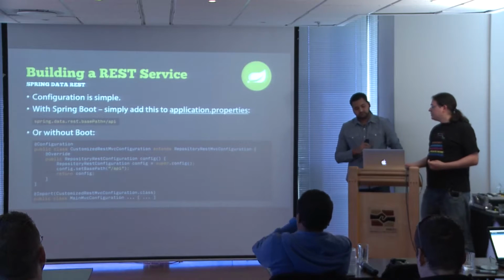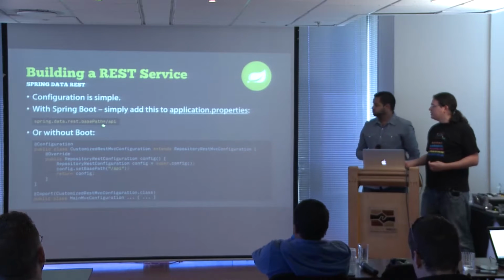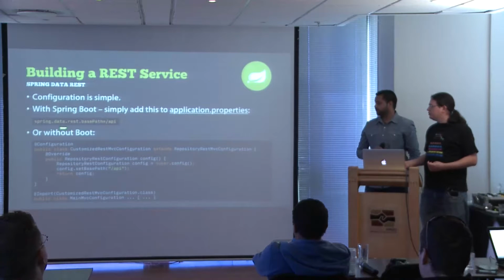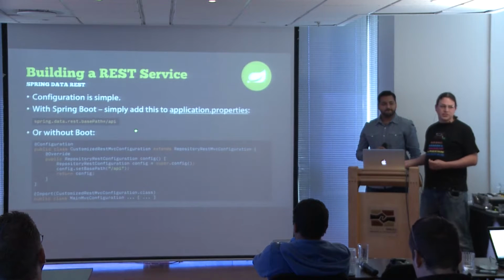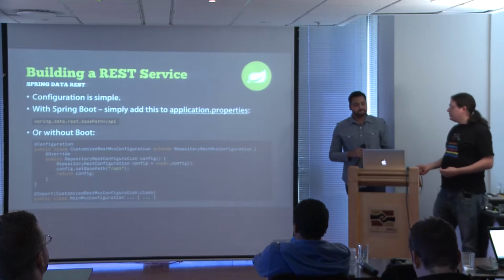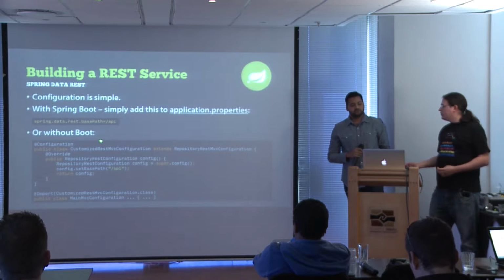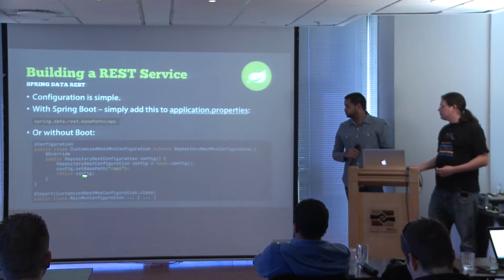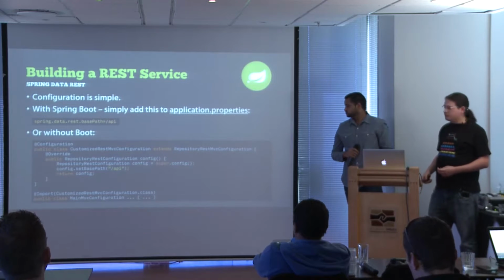So this is quite easy. You basically just need to configure it. If you're using Spring Boot, you can basically just set the base path API to tell it what the root of your API is going to be, and then without Boot, you need to do a little bit of Java config to go do the same thing, not too complicated.